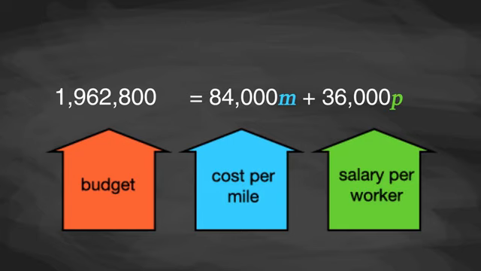Because $84,000 is the cost to repair a mile of road, and M is the number of miles, 84,000 M is the total cost to repair the two-lane roads. Similarly, the annual cost of a new worker is $36,000, so the cost of P workers is $36,000 P. The resulting equation is $1,962,800 equals 84,000 times M plus 36,000 times P.